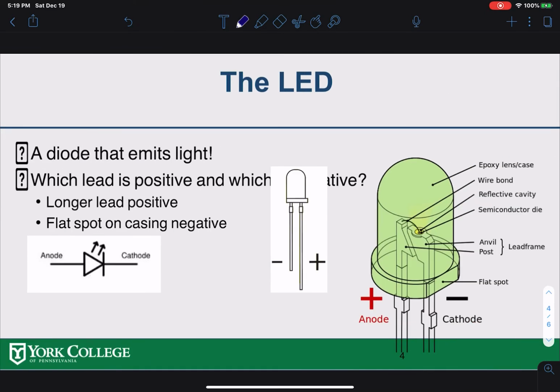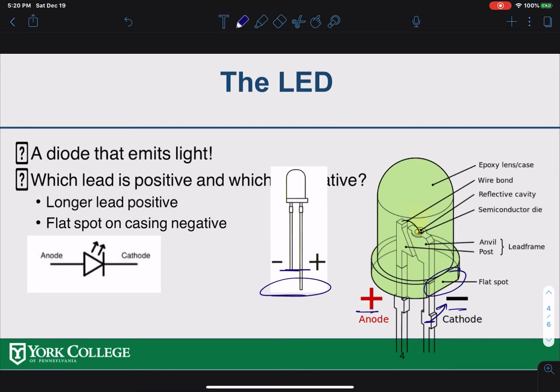So LED is again a light emitting diode. How do you know that it's positive or negative? Normally, if you buy an LED, you have two legs, and the longer leg is positive, the shorter is negative. Now if you cut them to equal size, how do you know which one is positive and which is negative? If you look around here, you should have a flat spot. That flat spot is your negative and the other side is positive.